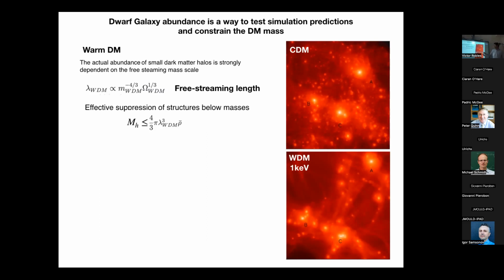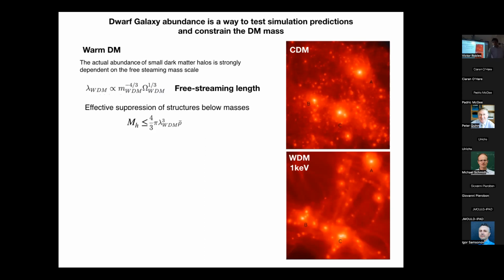And you can see it here, for instance, on your right side, you have a cold dark matter simulation, which is this collisionless particle. And the warm dark matter, which is a much smaller mass. And what you hopefully can observe is that there is much less small structure in this region of space, whereas the most massive halos, like here, A, B, C, they actually form.